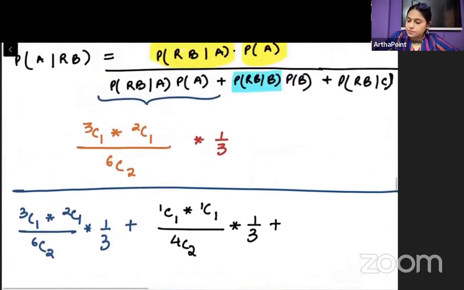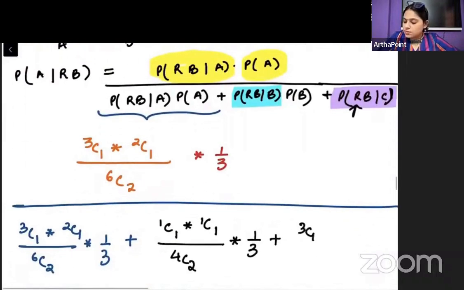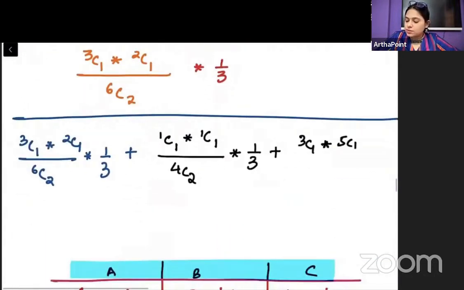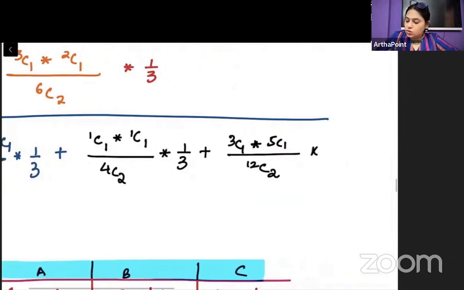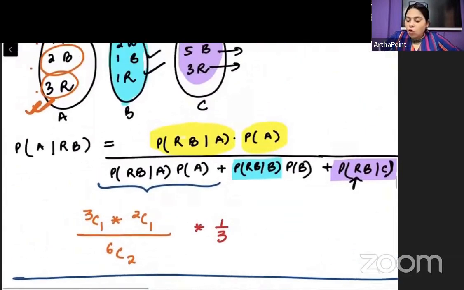Now come to this one. Given C, what is the probability of 1 red and 1 black? If C, that means I am here. How many total balls are there in C? We can see that there are 12 balls. I need to choose 1 red, so out of 3, I need to choose 1. I need to choose 1 black, that means out of 5, I need to choose 1. And then out of 12, I need to choose 2. Into probability 1 by 3. That is going to be the probability of getting the balls from urn A.